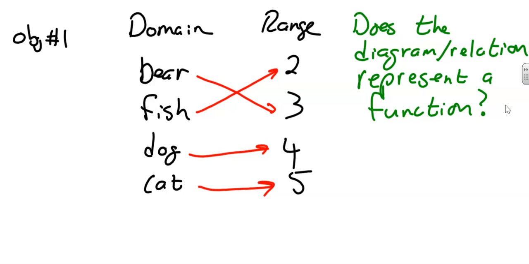Okay, and all that you're doing is that if you pick something in the domain, does it pair up with exactly one answer? So bear has 3, fish has 2, dog goes to 4, and cat goes to 5. So if it asks you for one like this, yeah, it's a function.